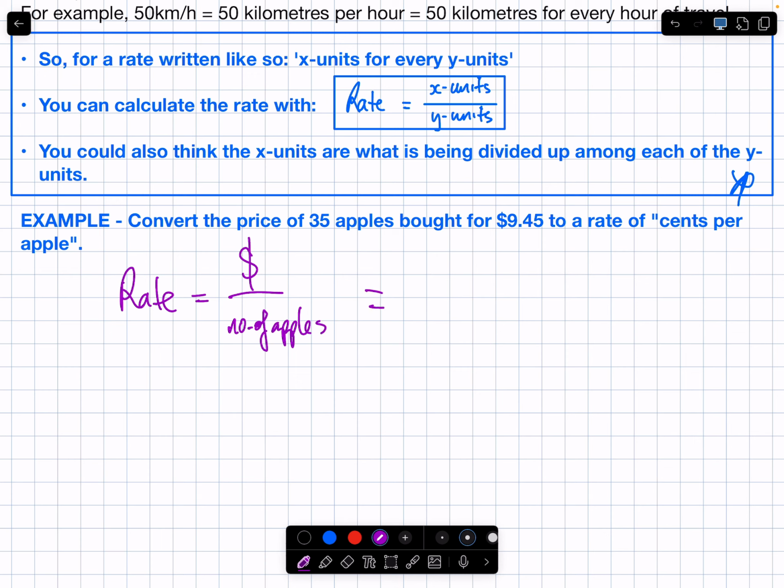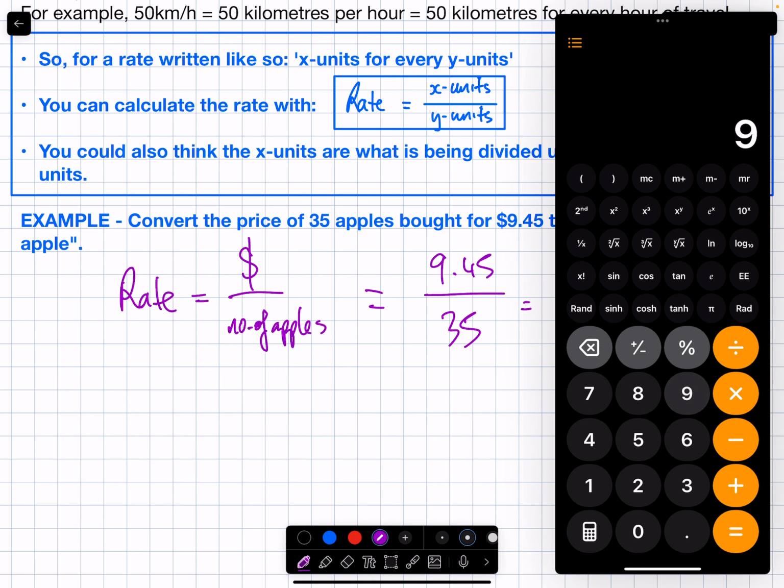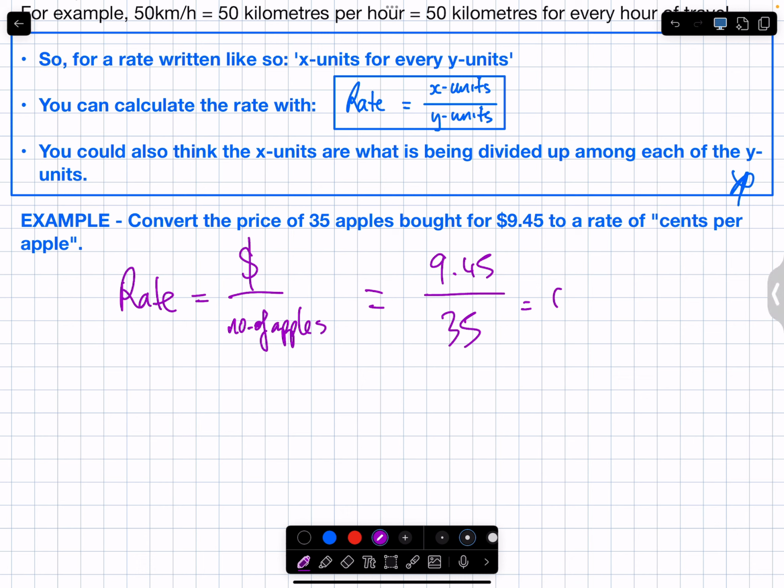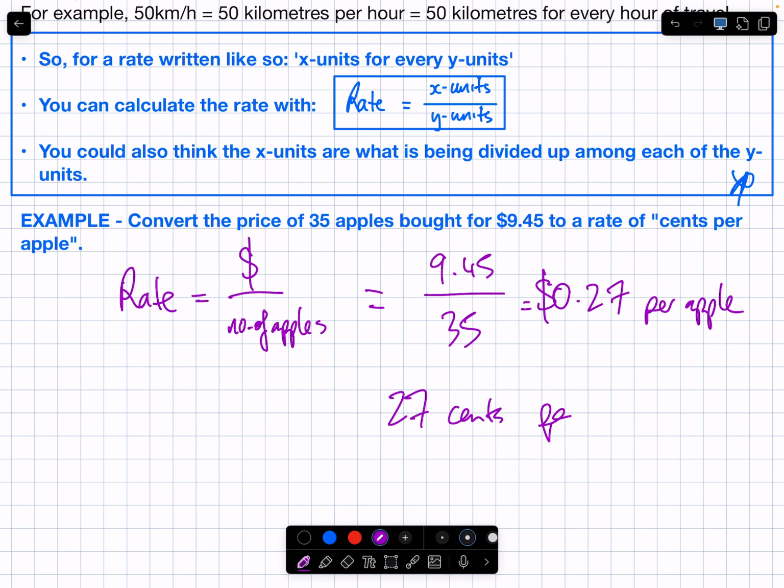How many dollars is it for this? $9.45. How many apples do I have? 35. Divide it. 9.45 divided by 35, 0.27 dollars per apple. Is that what the question is asking you though? How many cents is that then? 27. Good, that's it, you're done. 27 cents per apple.